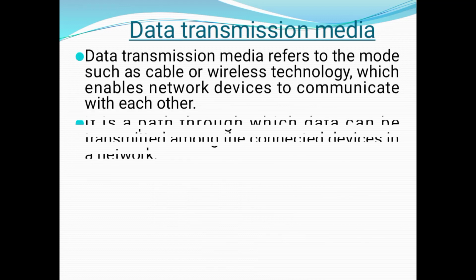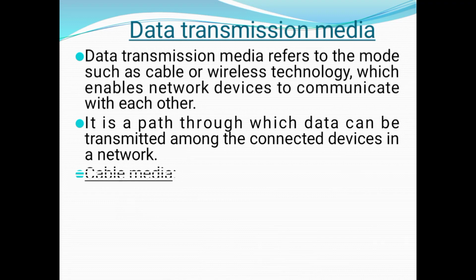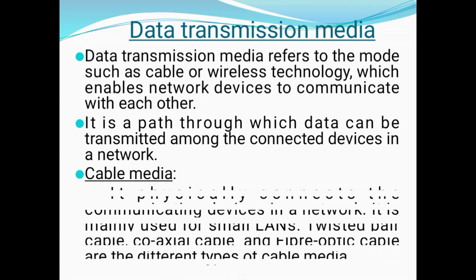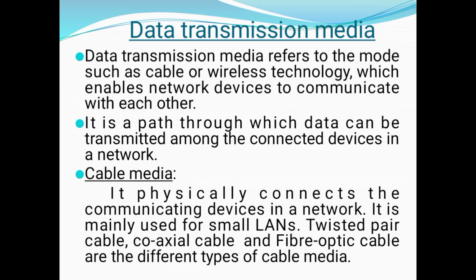Data transmission media. Data transmission media refers to the mode, such as cable or wireless technology, which enables network devices to communicate with each other. It is a path through which data can be transmitted among the connected devices in a network. Cable media. It physically connects the communicating devices in a network. It is mainly used for small LANs. Twisted wire cable, coaxial cable, and fiber optic cable are different types of cable media.